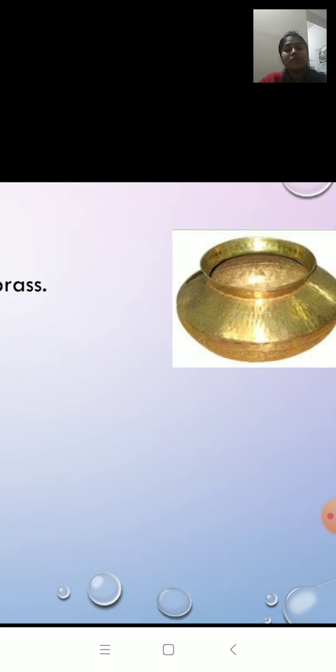The first one is a solution of a solid in a solid. In this, both the solute and solvent are solid. Example, brass. We know brass is made up of two metals, copper and zinc. Another, solution of a solid in a liquid. Very common: sugar solution, salt solution. In this, sugar is dissolved in water. Then solution of a liquid in a liquid, that is vinegar. Vinegar is acetic acid in water.